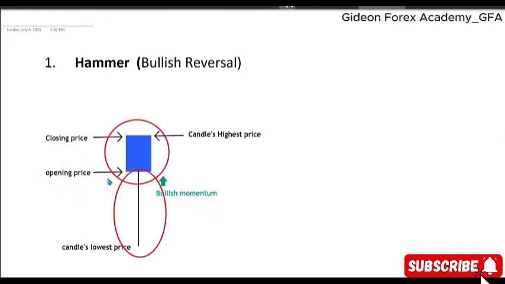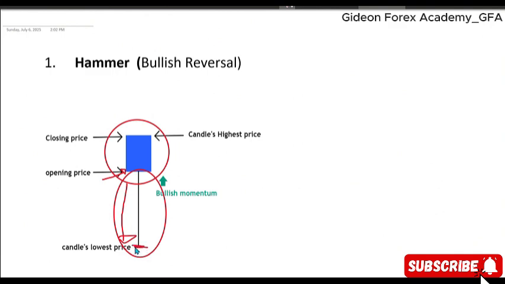All right. So it has an opening price. This is the opening price right here. That means the market, this candle opens here. The price opens here at this price. But the sellers push that price lower to this point here.